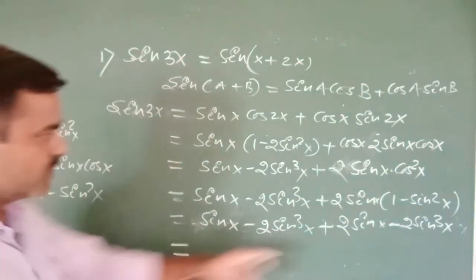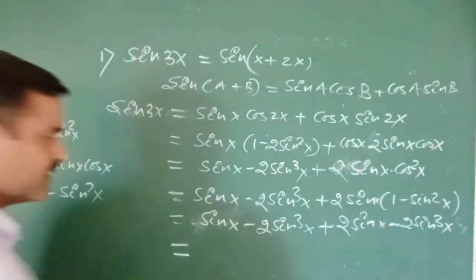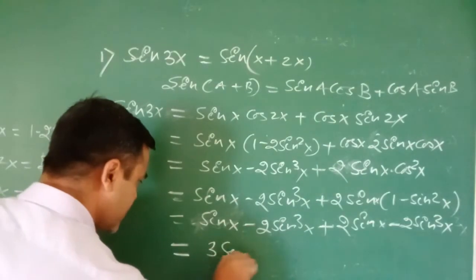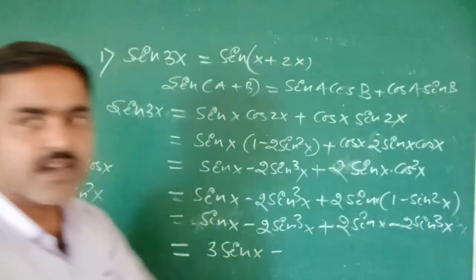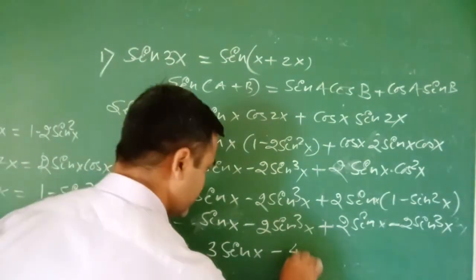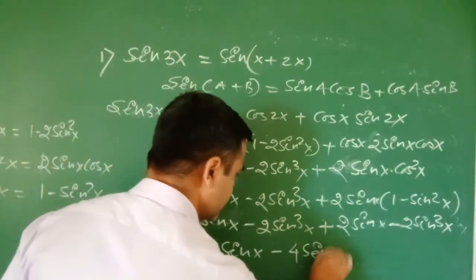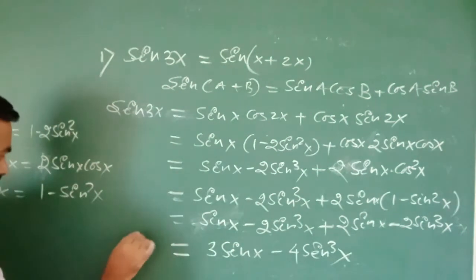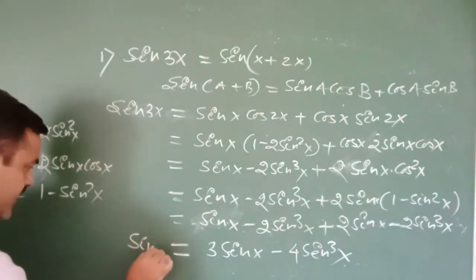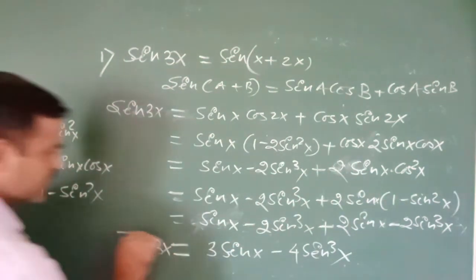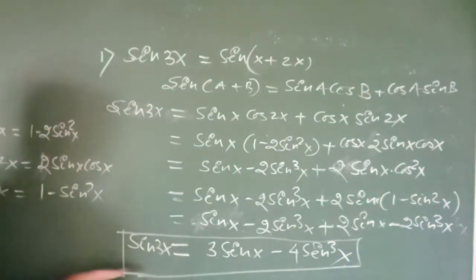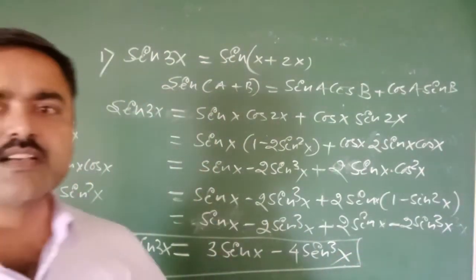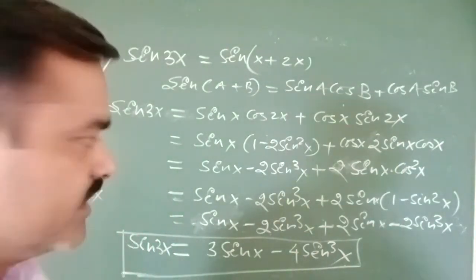You will say here 2 sin x and sin x. This is equal to 3 sin x minus 2 sin cube x and 2 sin cube x, that is equal to minus 4 sin cube x, and this is nothing but sin 3x. So this is the identity for sin 3x. Sin 3x equal 3 sin x minus 4 sin cube x.